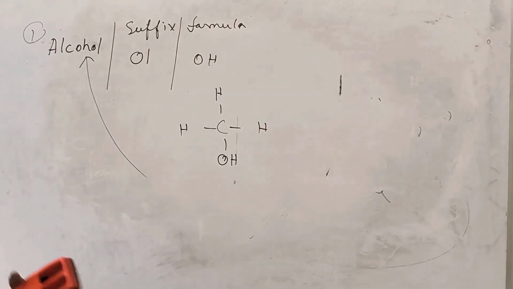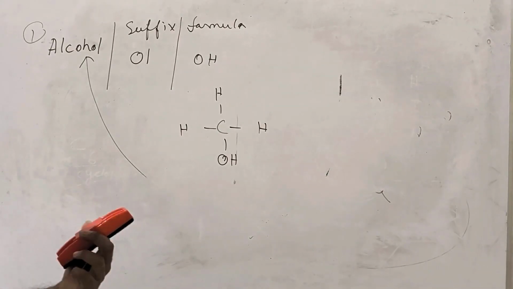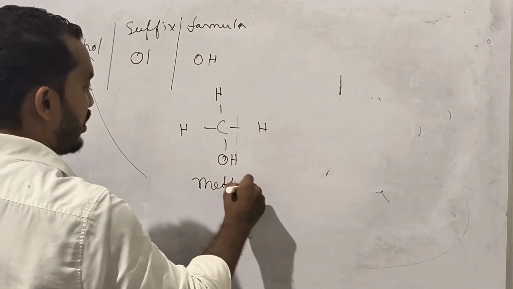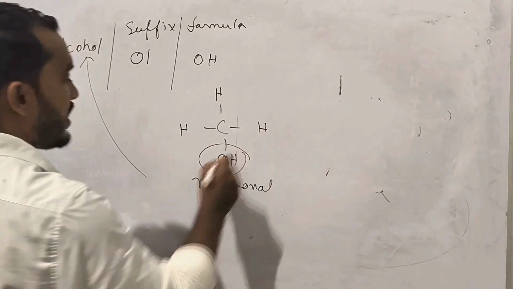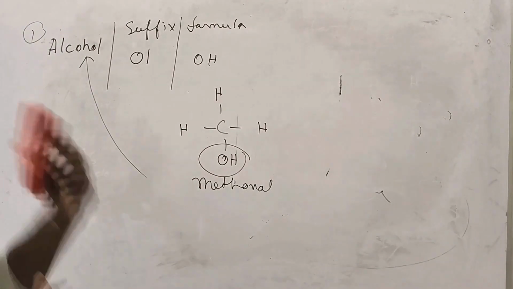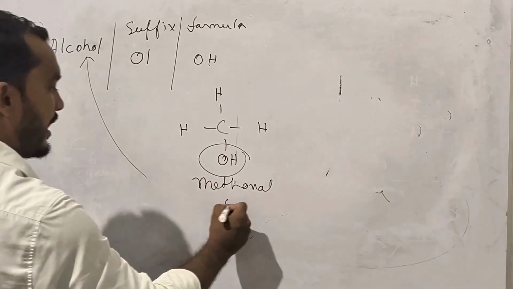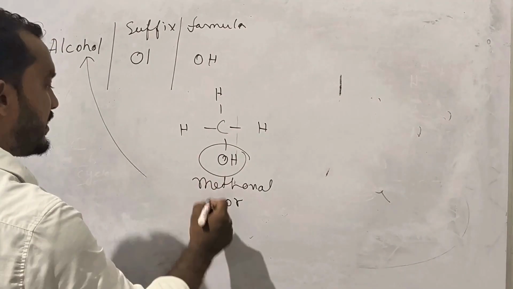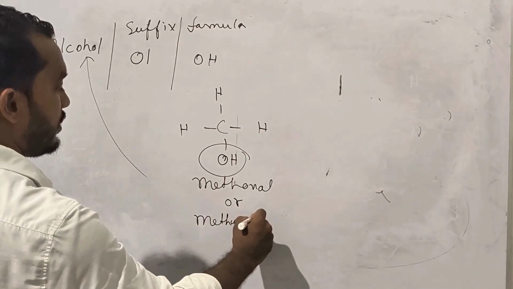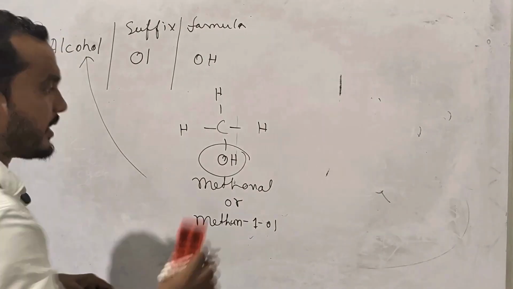For 1 carbon we call it meth, since it is a single bond. So the name of this compound is methanol, because OH means alcohol, and the suffix is ol, methanol. If there are 2 carbons, ethanol, 3 carbons, propanol. I can write this chemical name in this way also, methan-1-ol, because it is in the first position.